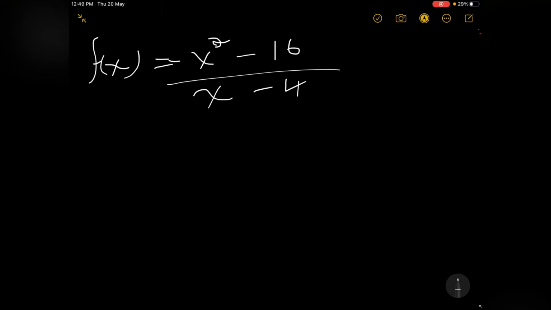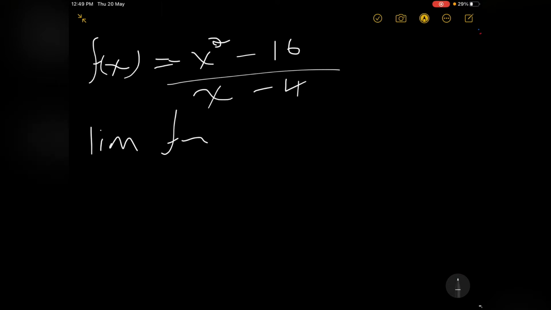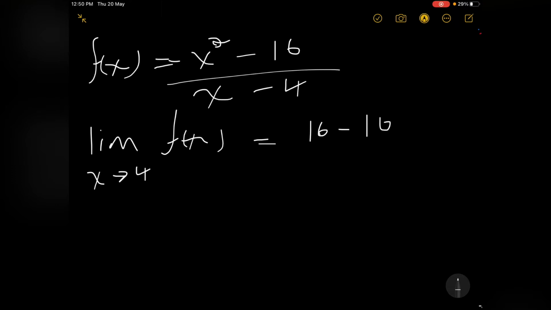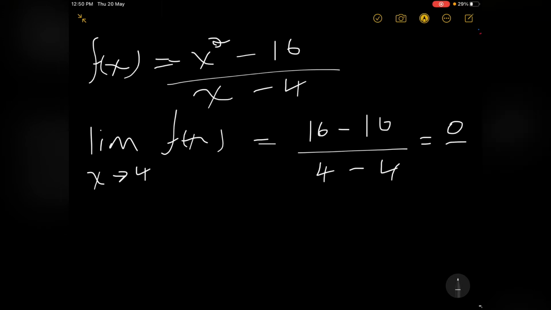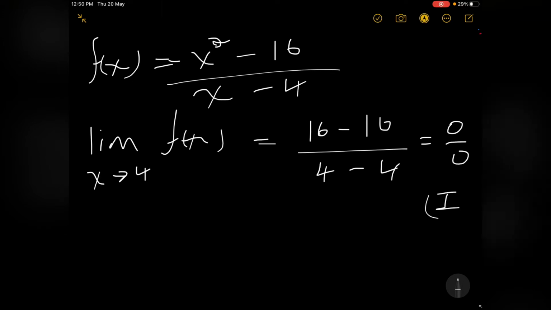So if I'm supposed to find the limit of this function, f of x, as x approaches 4, if I directly substitute 4, I have 16 minus 16 over 4 minus 4. And that would be equal to 0 over 0, which is indeterminate. So we see that we have an indeterminate value here. And at 4, our function is discontinuous. So how we remove this discontinuity is by simplifying this before we substitute our value.